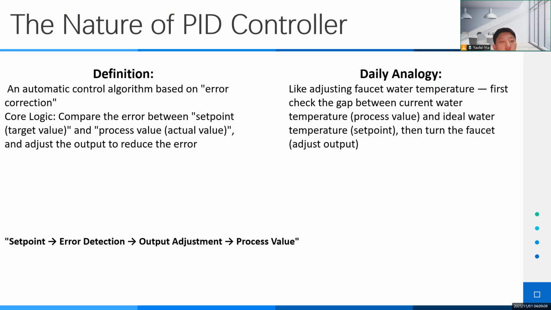Let me give you a daily example. Adjusting the water temperature of a faucet. Suppose you want warm water, but the current water is cold. You check the gap and turn the faucet towards hot water. This is essentially how PID works. Set point, find error, adjust output, change process value.